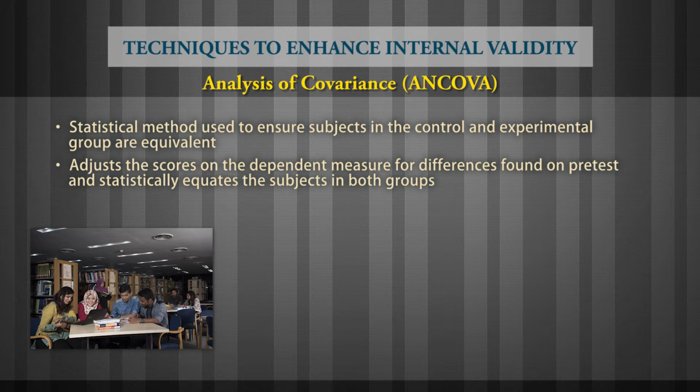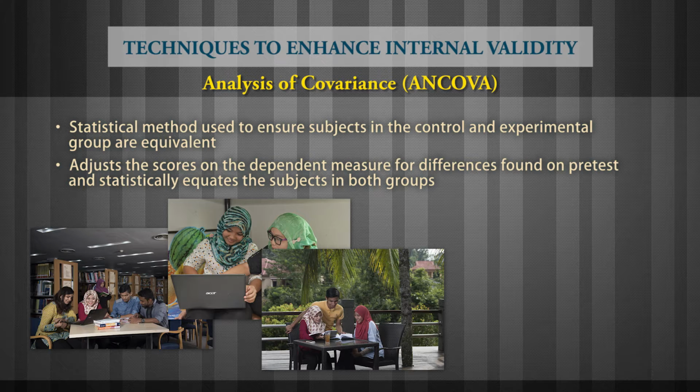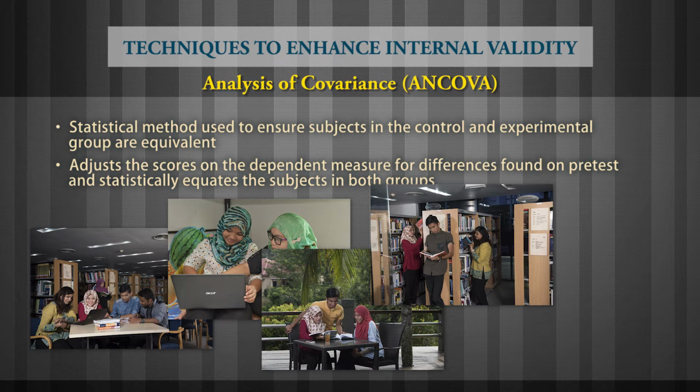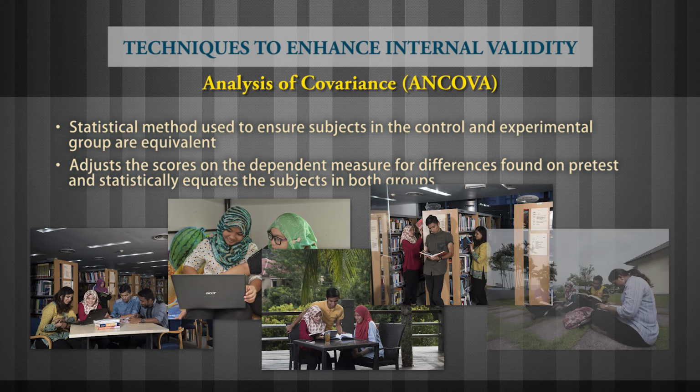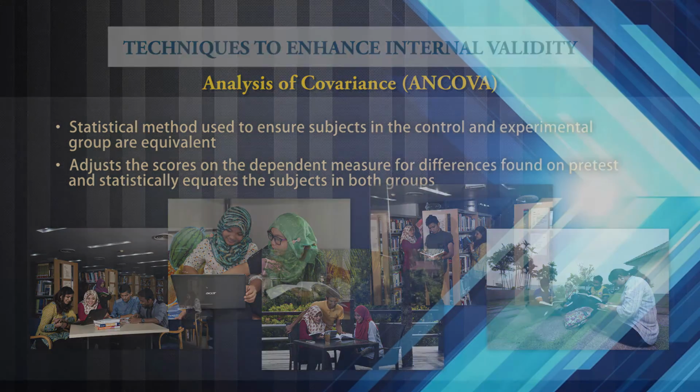For example, you are conducting a study on the effectiveness of self-questioning on the reading comprehension performance of Form 4 students. However, you find that some subjects in your experiment are good readers while the others are poor readers, which may influence performance on the reading test, that is the dependent variable. To ensure that all subjects in the control group without self-questioning and the experimental group with self-questioning are equal in reading ability, the ANCOVA is used to adjust scores on the reading test for difference in reading ability.